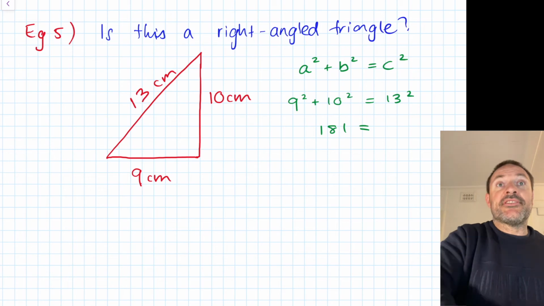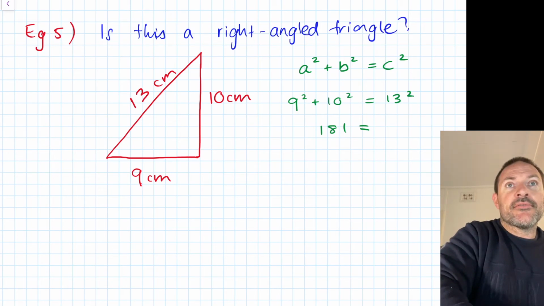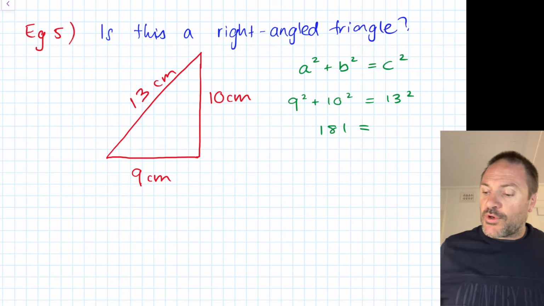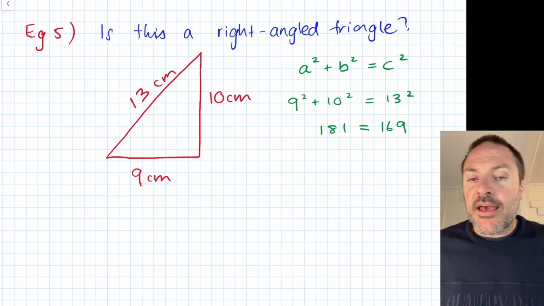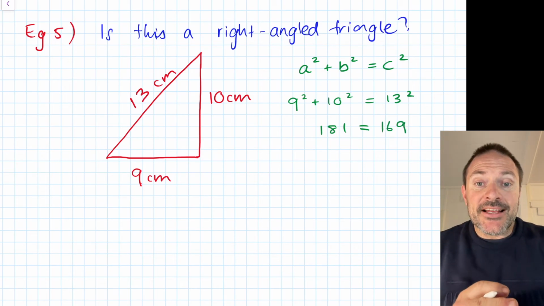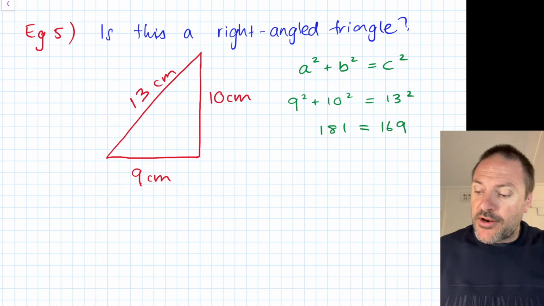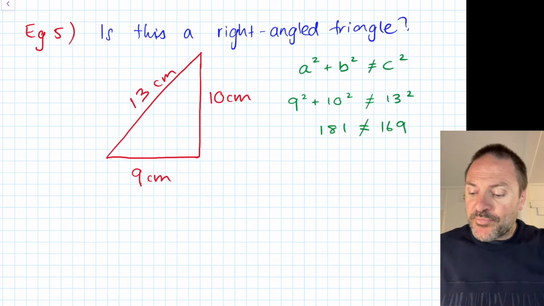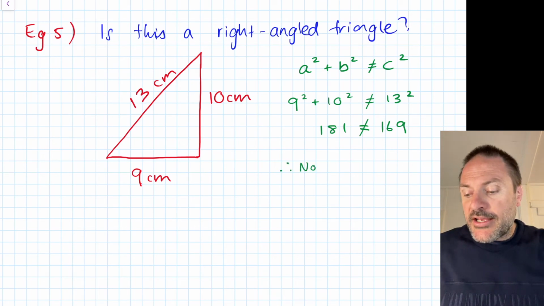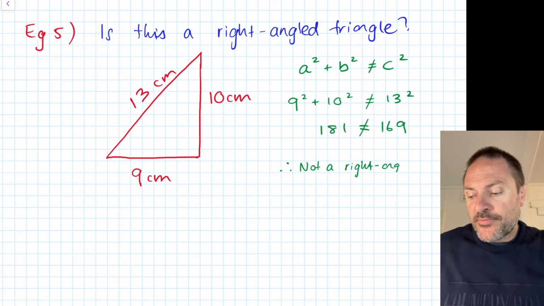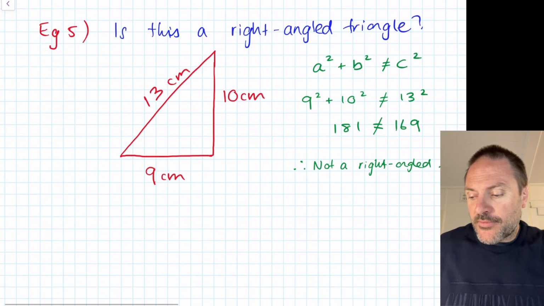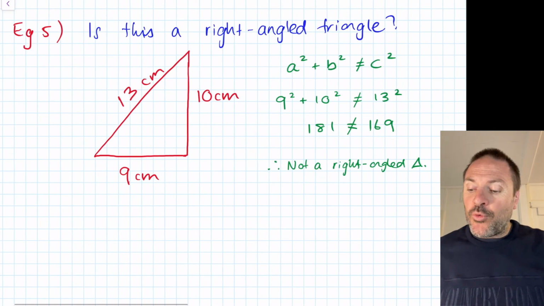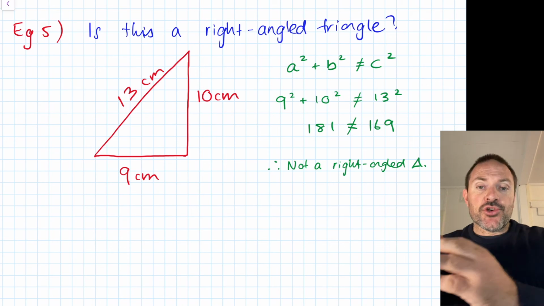I'm going to now do 13 squared, which is 169. And what do you notice? The left-hand side does not equal the right-hand side. So I'm going to put a line through it. And because they don't equal, therefore, it is not a right angled triangle. Okay, it's not. If it was, the left hand should have equaled the right hand.